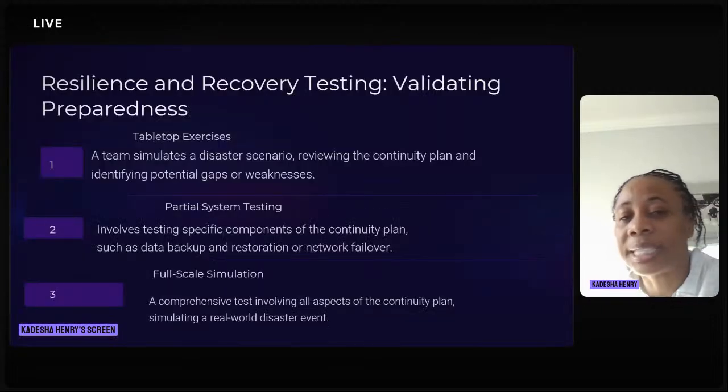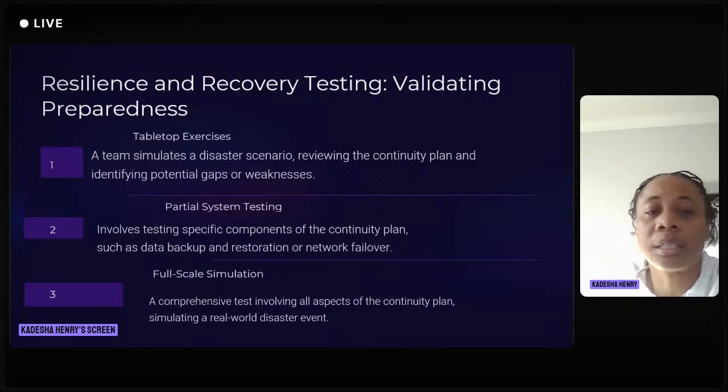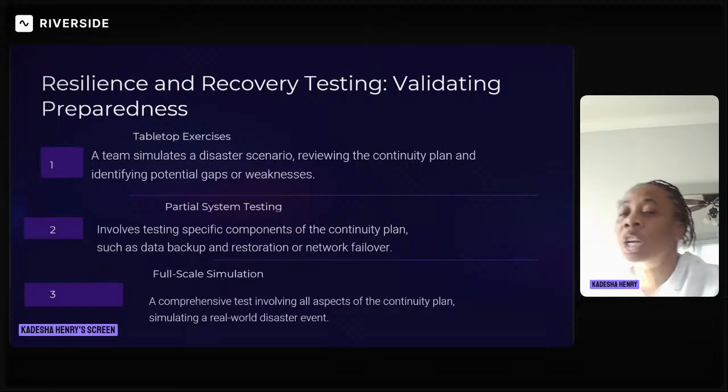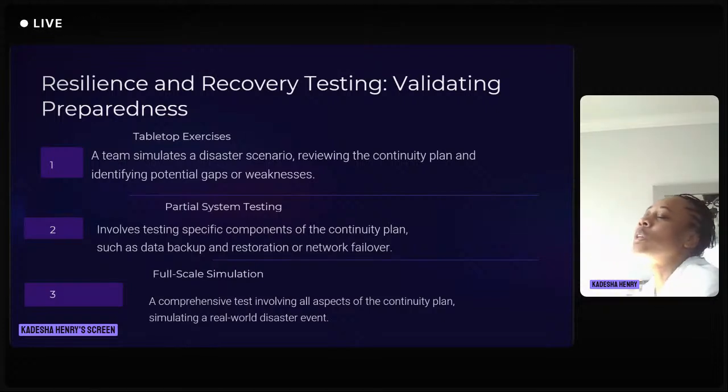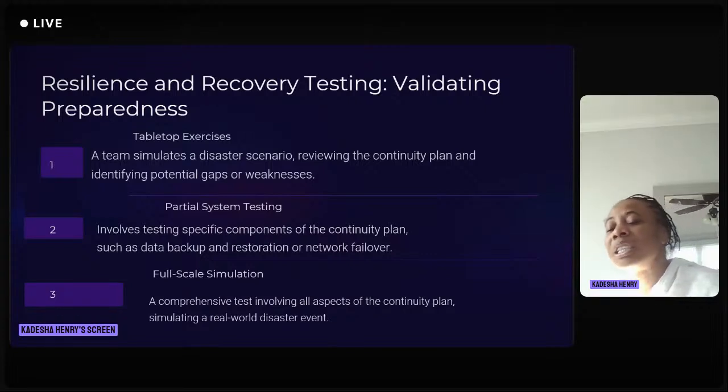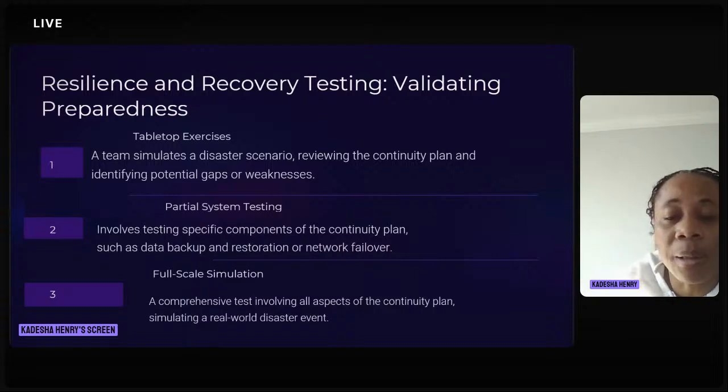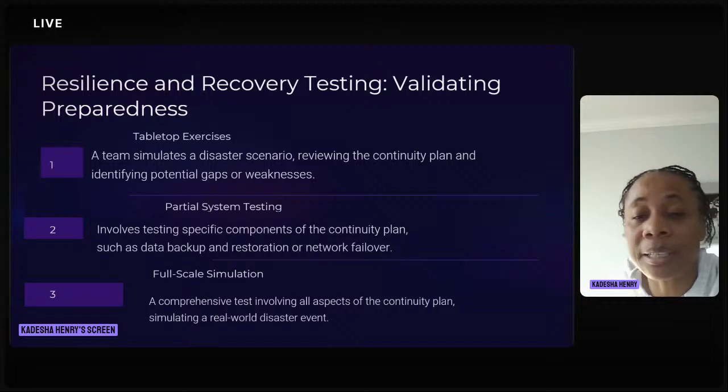So, resilience and recovery testing. Tabletop exercises are some of the ways that we bring out scenarios and situations just in case this happens. So if there is a ransomware scenario, what are we going to do? We can act that out. We can discuss it. If there is a flood, what are we going to do to continue business? So we have the tabletop exercise.